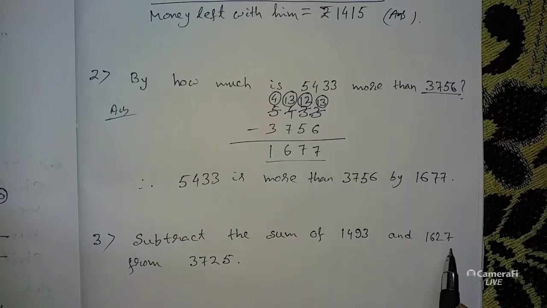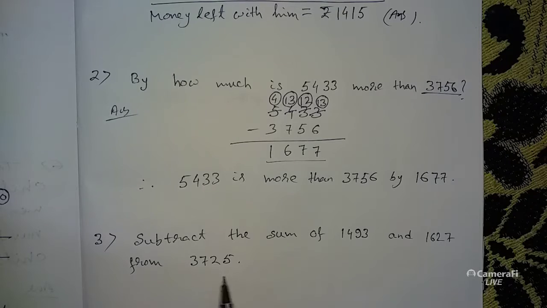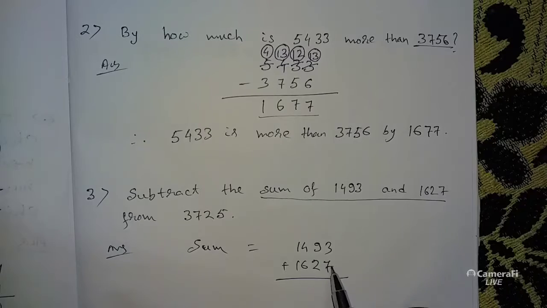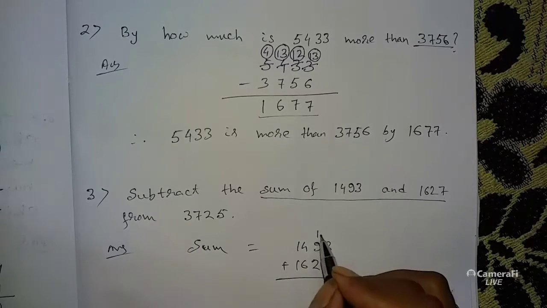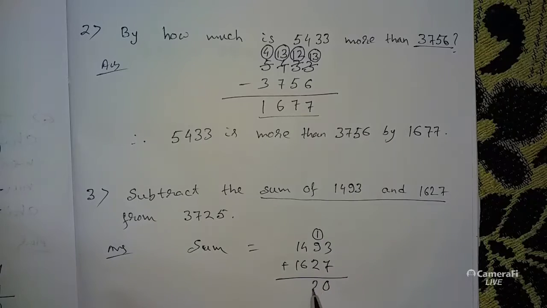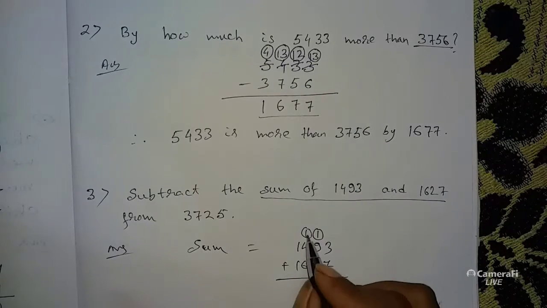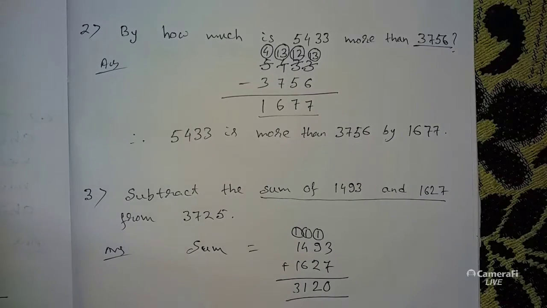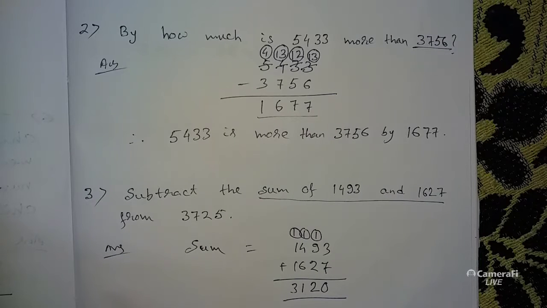Subtract the sum of this and this from this one. So you have to first find the sum of these two numbers. Let us find the sum first. Sum equal to 1493 and add with this below it. Add between these two numbers. Add. So 3 plus 7, 10, 1 carried. 2 plus 9, 11 plus 1, 12, 2, 1 carry. 6 plus 4, 10 plus 1, 11, again 1 carry. 1 plus 1 plus 1, 3. 3120. This is the sum of these two given numbers.